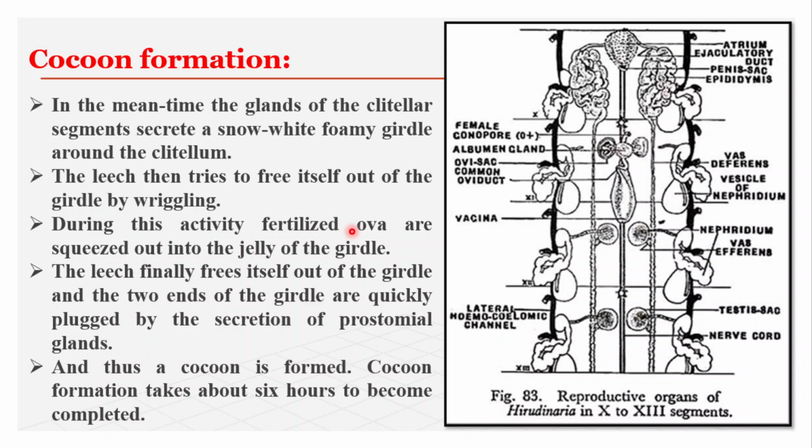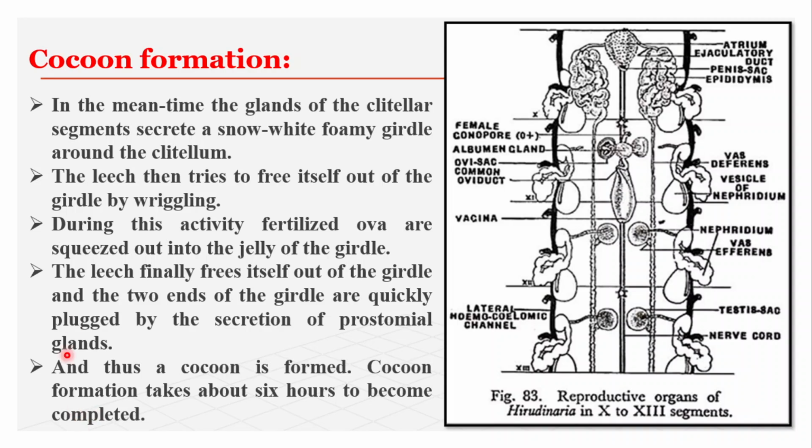During freeing itself, the fertilized ova are squeezed out, and while the body shrinks to free out from the girdle, the fertilized ova are squeezed out into the jelly of the girdle. These fertilized eggs are attached to the snow white foamy girdle. The leech finally frees itself out of the girdle, and the two ends of the girdle are quickly plugged by the secretion of prostomial glands.